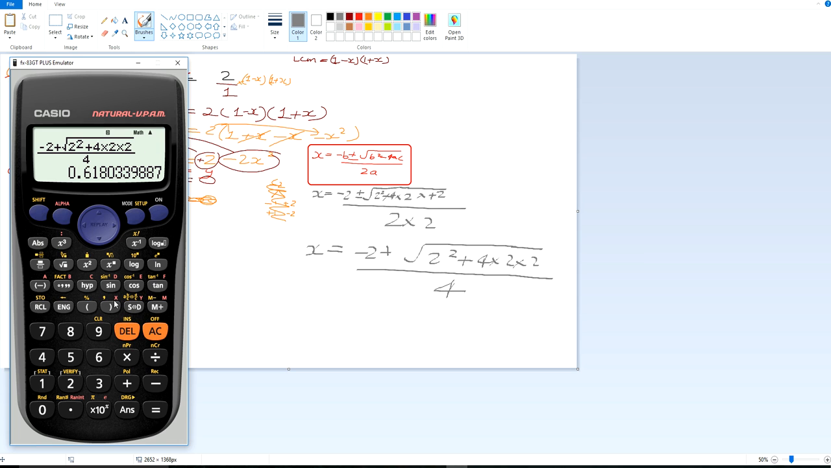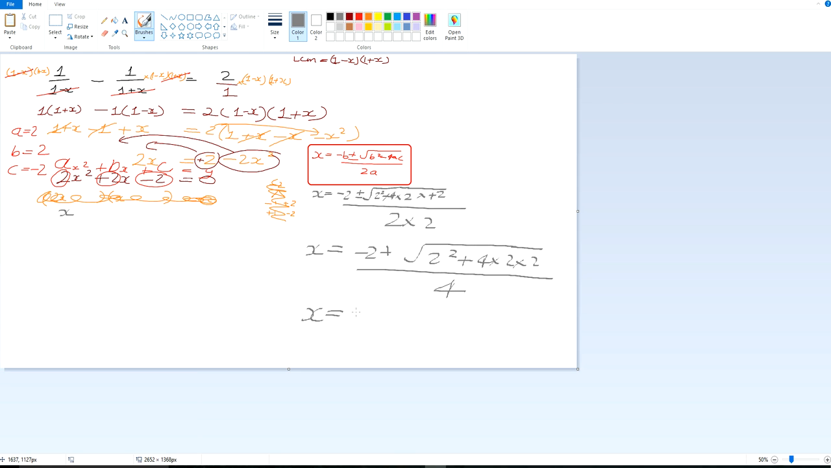which is 0.618. So we have here x equals 0.618, or we say that is 0.62 to 2 decimal places. That's the first solution, x1.